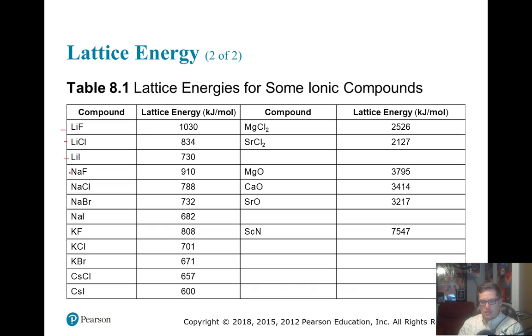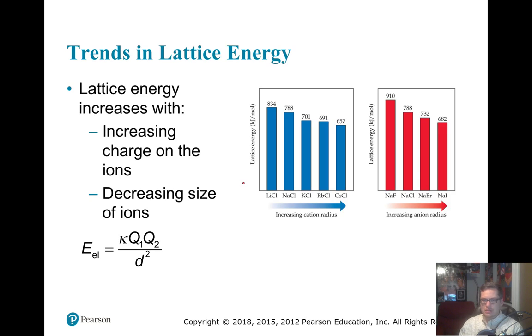And then you can kind of see that same thing occurring here. Here's sodium fluoride, sodium chloride, sodium bromide, sodium iodide. It goes from 910 down to 682, kind of following this pattern. Okay, so lattice energies, we can actually use these patterns to help us predict some things, okay? And we get trends in our lattice energy, okay? So these are the two things.